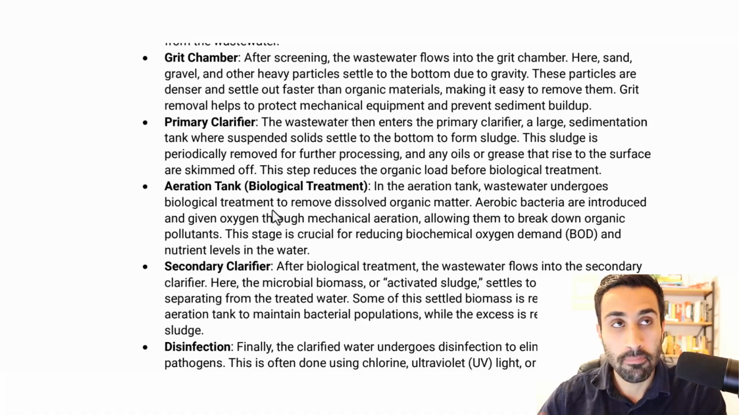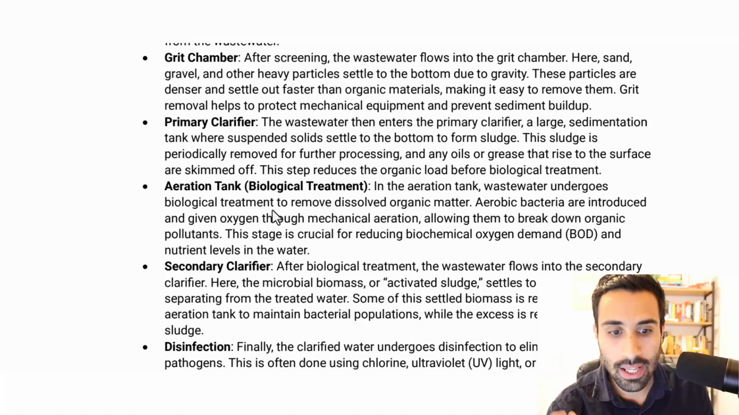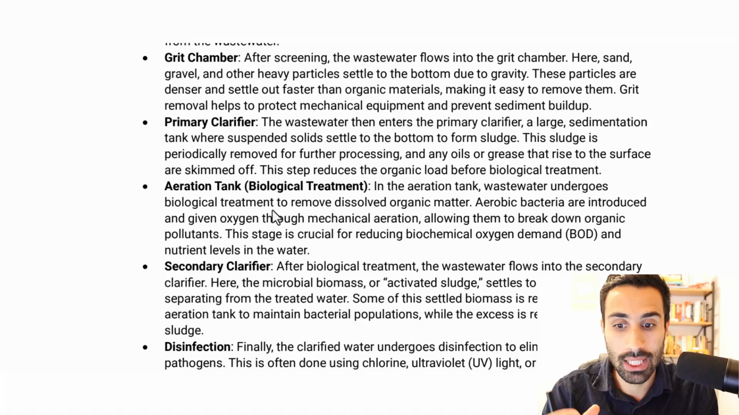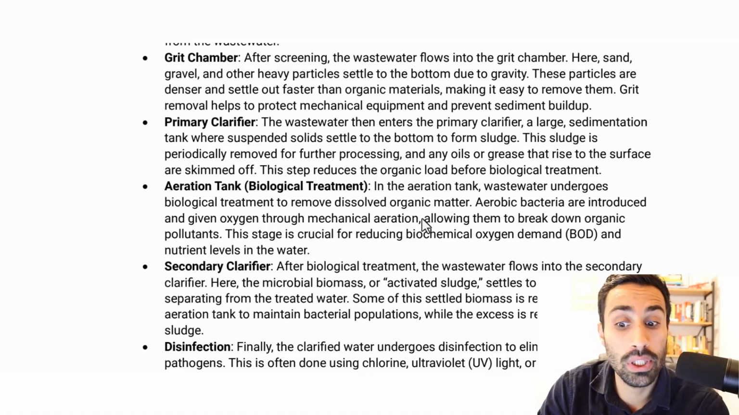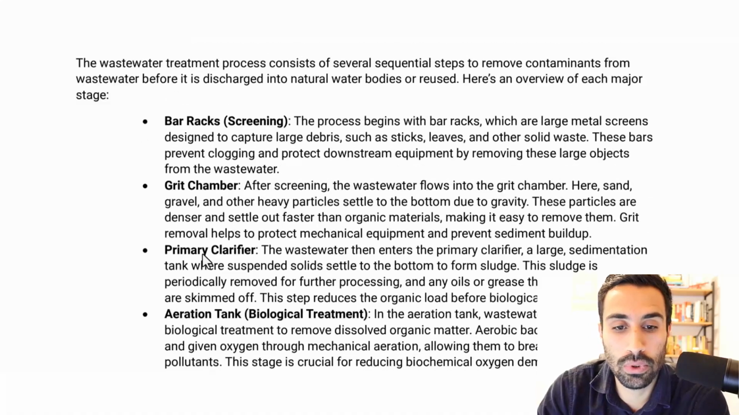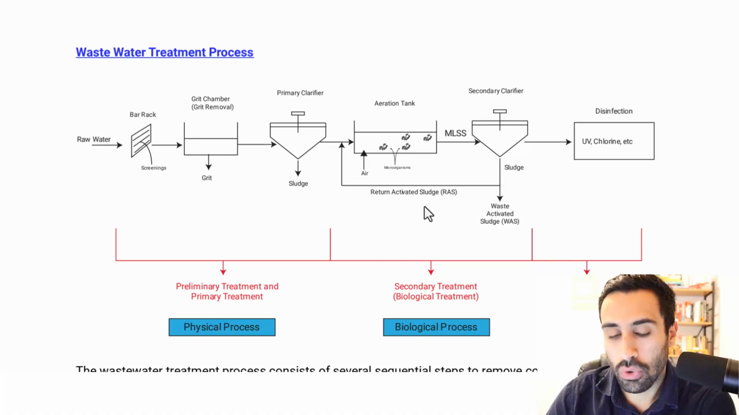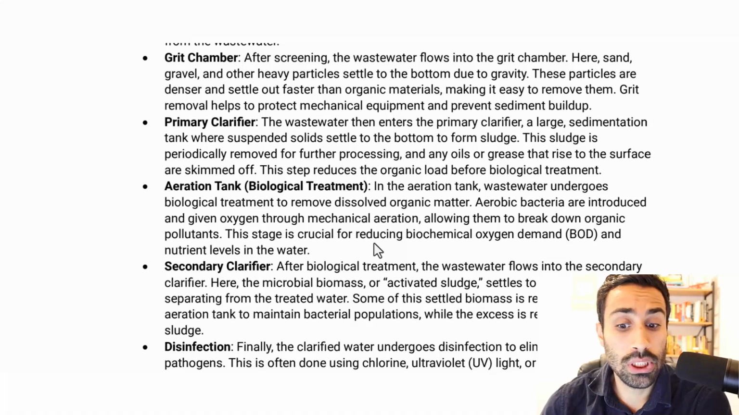So aerobic means we need oxygen. The bacteria, the microorganisms need oxygen. So they need that oxygen to eat up that organic pollutant or that BOD. So they eat up the pollutant, they need more oxygen. So we need to continuously supply these bacteria with oxygen. Aerobic respiration is what we have to allow them to break down the organic pollutant efficiently. So that's what we see here. We do the supply of air through mechanical means in that case for the microorganisms in the aeration tank. So this is important in reducing the biochemical oxygen demand, the biological oxygen demand, BOD, and the nutrient levels in the water.